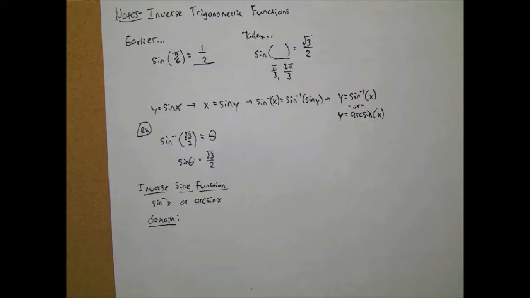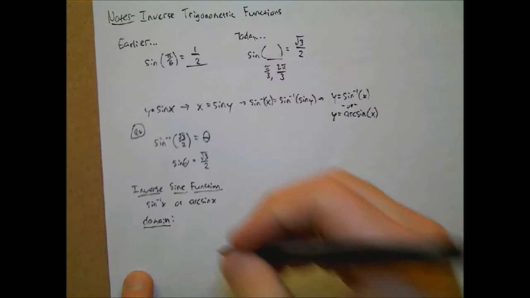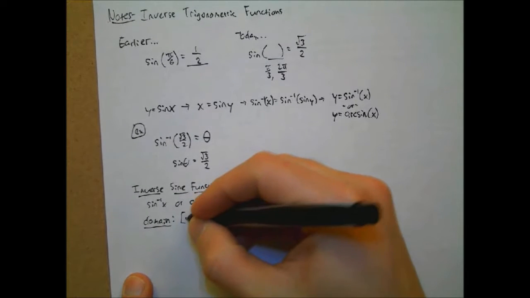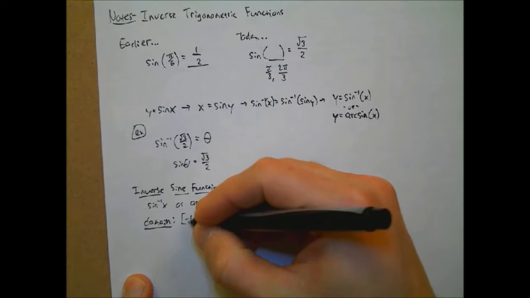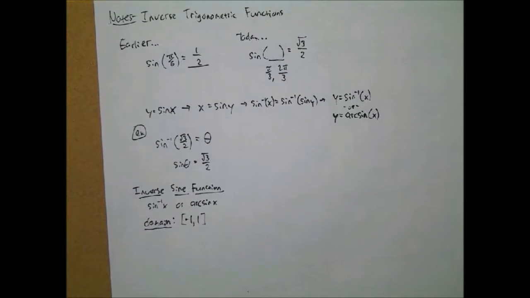Remember that because we're inverses now, we have to flip the x's and the y's. So if the range of sine is -1 to 1, the domain of inverse sine will be -1 to 1 as well. Kind of, yeah. It's reflected over the line y equals x is what we actually are doing, but yes.